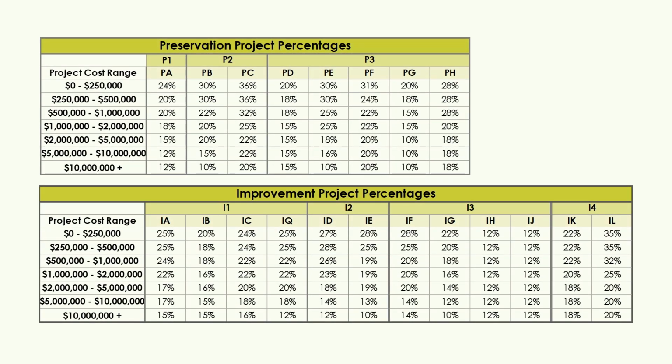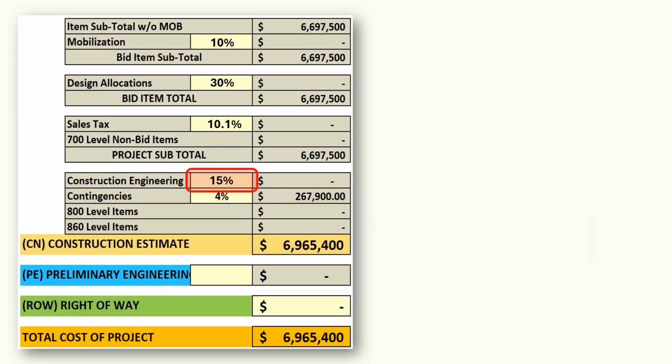Identify your work program and your project cost range to get your construction engineering percentage. Enter that percentage here. Note that the worksheet automatically includes 4% for construction change order contingencies. This is an allowance for unexpected conditions or circumstances encountered post-award during construction. Typically, 4% is used for all projects, regardless of type or size.